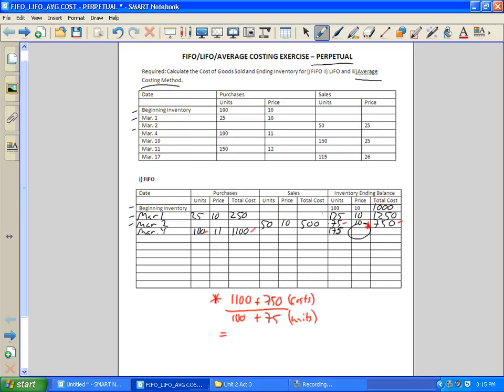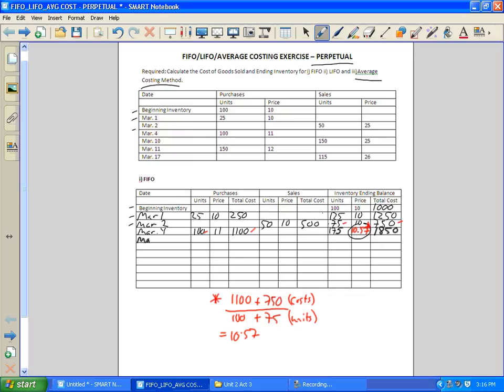Now, when you average that out, that will give you the average cost of the inventory sitting in inventory at this time, and that's $10.57. So that number, 10.57, ends up right there. And that is the cost of our ending inventory. Now, based upon the 100 we purchased at $11 and the 75 that we purchased at $10 each, that gives us a grand total of $1,850 sitting in ending inventory.